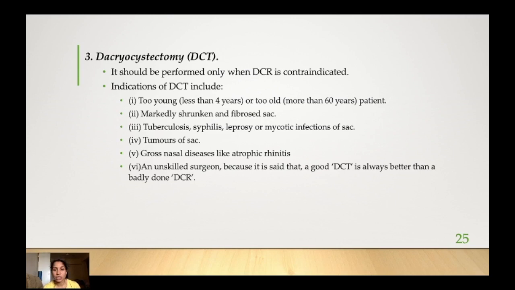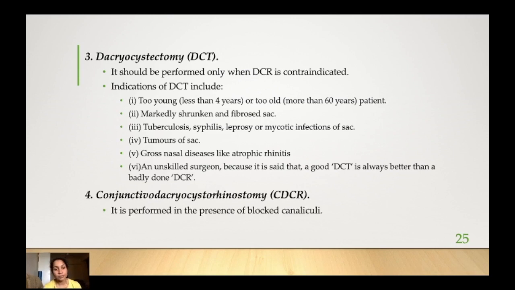Tuberculosis, syphilis, leprosy or mycotic infection of the sac. Tumors of the sac. Gross nasal diseases like atrophic rhinitis. And an unskilled surgeon, because it is said that a good DCT, that is dacryocystectomy, is always better than a badly done dacryocystorhinostomy. So these are the indications of dacryocystectomy, removal of the lacrimal sac. This surgery also we will discuss.